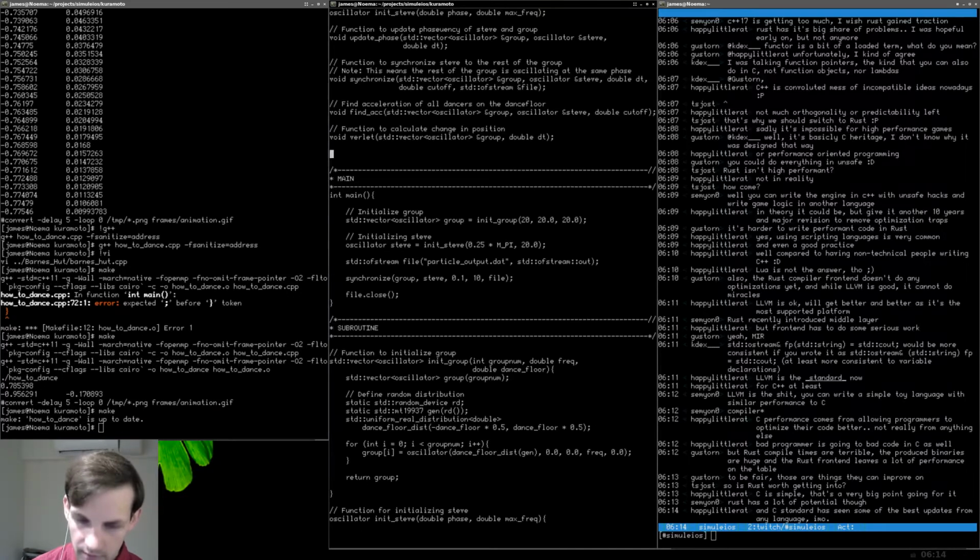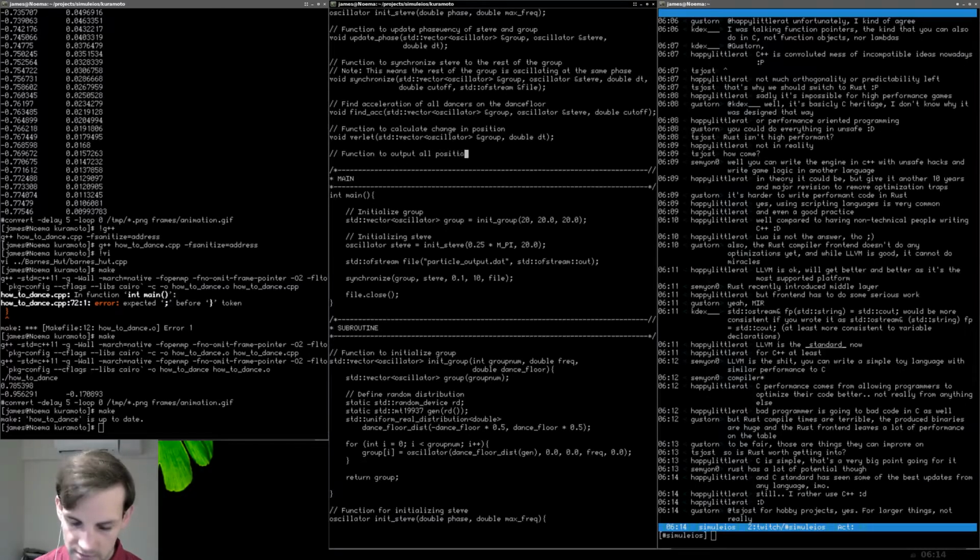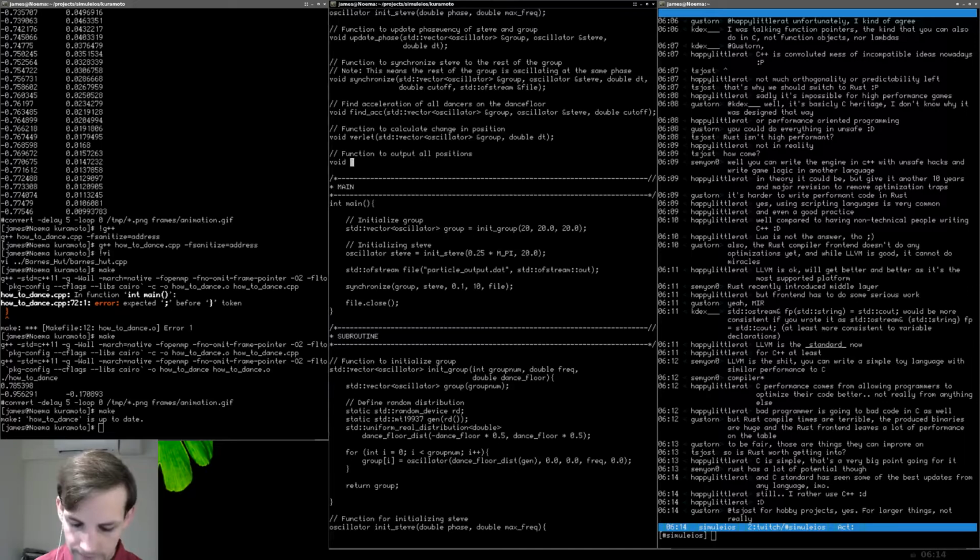Where are we? We need here a new function to output all positions. Okay, so we're going to do void output position. And this is going to be, what do we want here? We want std vector of oscillator. And let's see, what do we want? We want group, ampersand group. And we're also going to need Steve. One second. Then we want oscillator Steve.